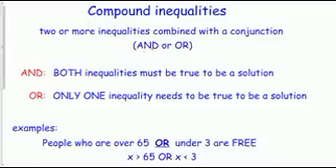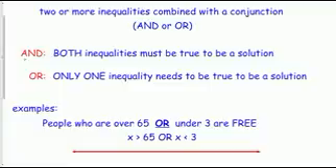She went to the store and she went to the gas station. Compound inequalities are the same idea. So in math, when you use the phrase and, or the word and, it means that both of those things must be true to be a solution. Whereas if we use the word or, it means only one of them needs to be true. Now, they might both be true, but only one of them needs to be true to be a solution.